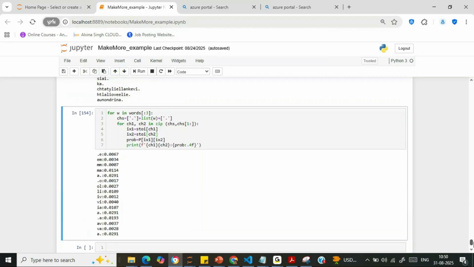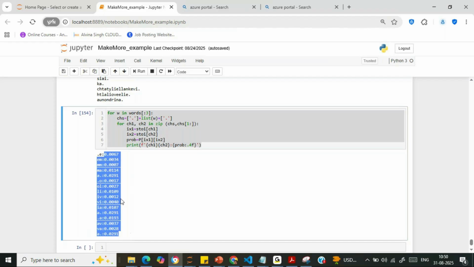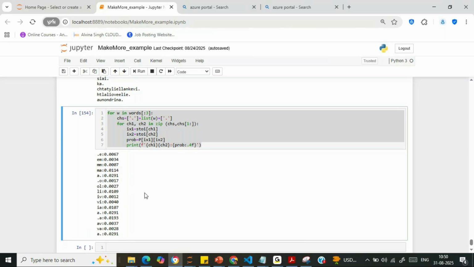Now, what we have done so far, with the help of this particular for loop, we are able to see that this is given based upon the letters, like the priority of a particular letter after a given letter. But at this moment we do not have the information about the quality of this particular model. Let me write it down.